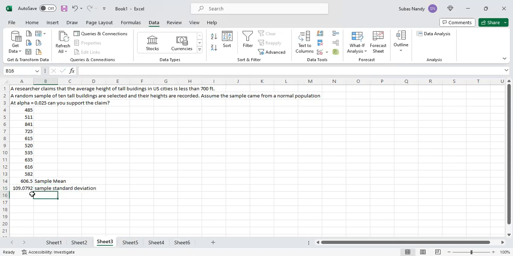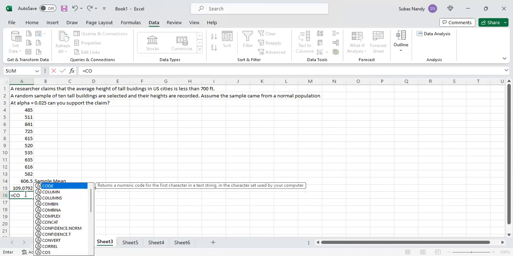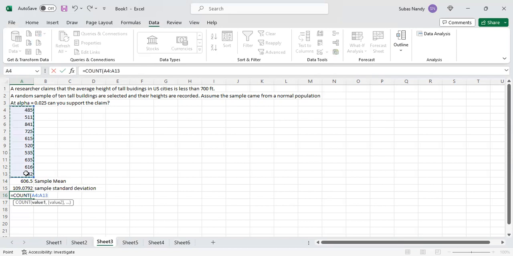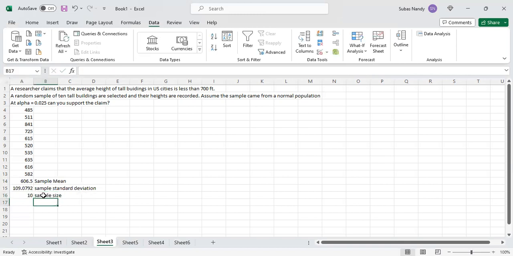Then we will count the number of samples, equal to COUNT, C-O-U-N-T. And we are counting from A4 through A13 and hit enter. And that's your sample size. So now we will calculate the standard error.